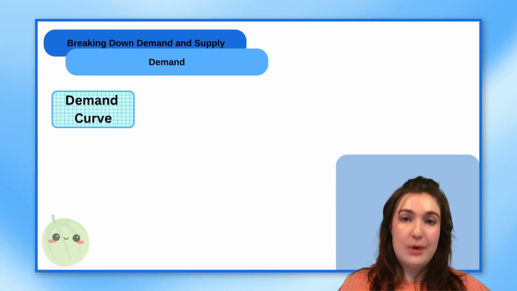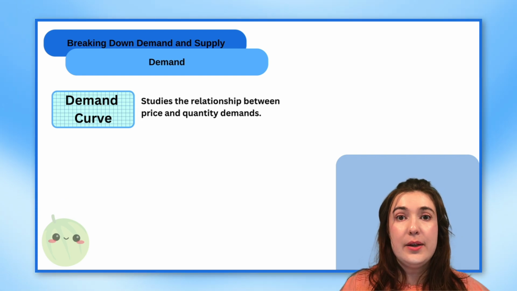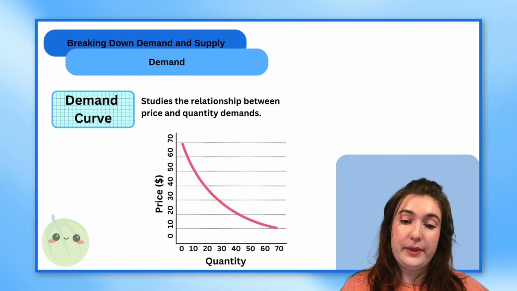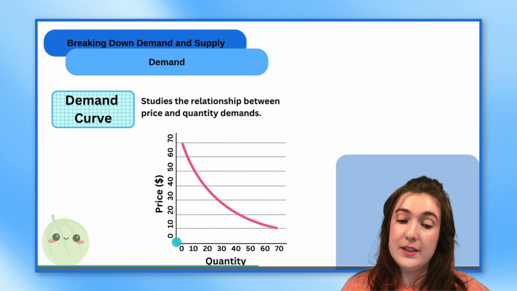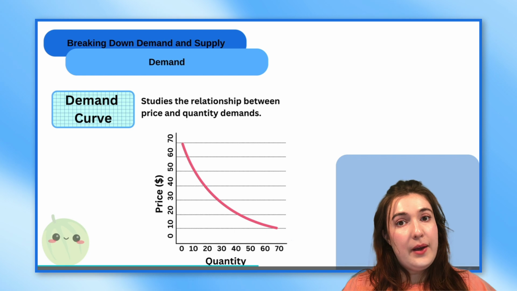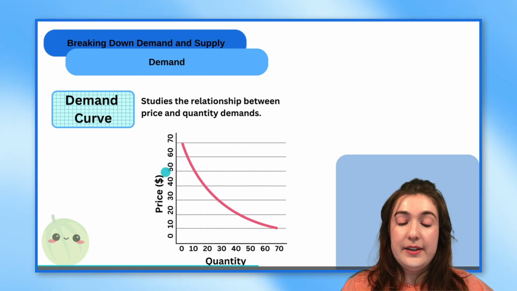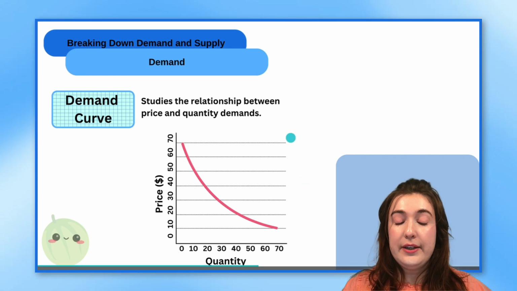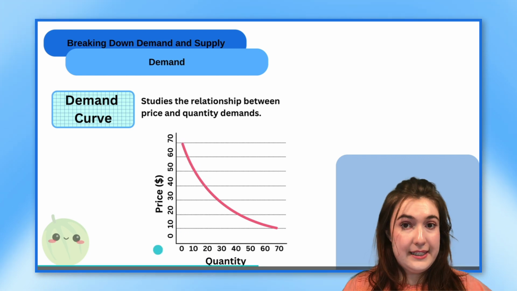Now let's look at demand curves. Demand curves are basically studying the relationship between price and quantity demanded. If we look at a demand curve, this is basically what we're going to see. We're still going to see price on our vertical axis and quantity on our horizontal axis. But now the graph is the opposite way. Our curve is going to be going in a downward slope this way, not how our other slope was going. If you remember, our supply curve goes up that way. Demand curves go down this way.